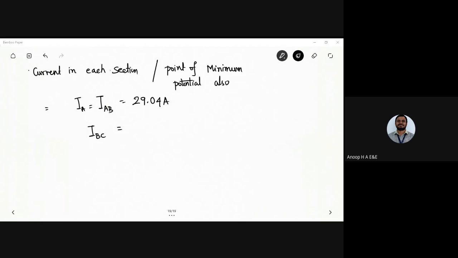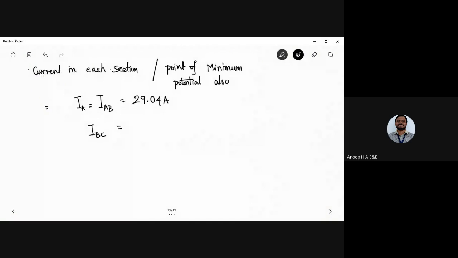Okay, so what is the current in section BC? Himanshu, what is the current in section BC? Sir, 1 second, sir. It's a simple one. 19.04. What is it? 19.04 ampere. Exactly. So it is 19.04 amperes. Next, current in section CD, current in section DE, and current in section EA. Find out which one it is.